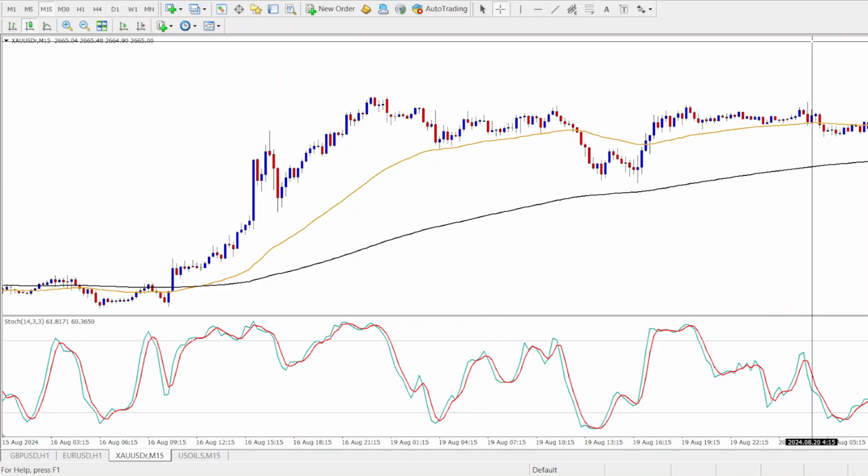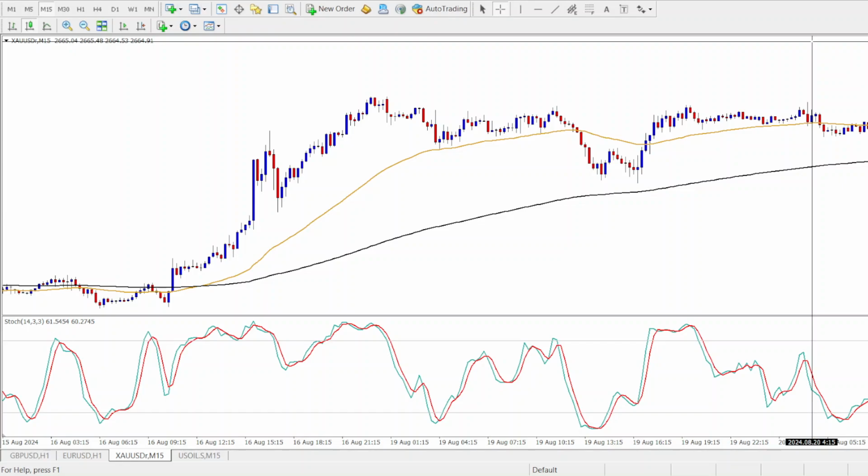Okay, so now some tips for improving your performance. You need to watch for key support and resistance levels. Enter trades near important support and resistance levels for better trade setups. Now, if the price breaks through these levels, it often leads to a strong continuation in the trend.